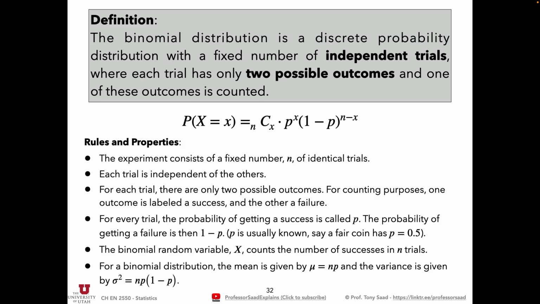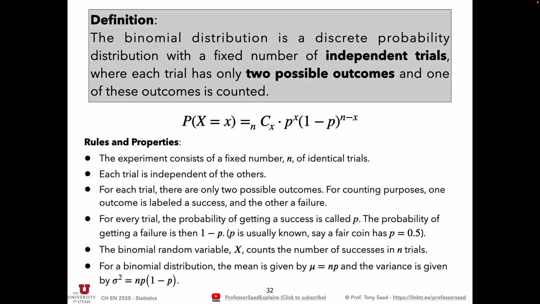For counting purposes, one outcome is called success. The other is a failure. For every trial, the probability of getting a success is called p, and the probability of getting a failure is 1 minus p. So whatever you call success, assign it the probability p. In a fair coin, that p is 0.5. So heads or tails is not going to matter.